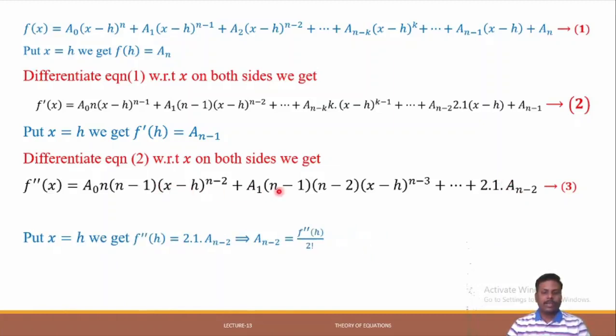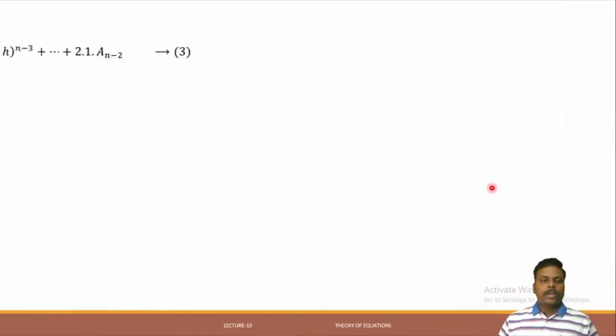All these terms become 0 except this term. So what is this term? 2 into 1 into a_{n-2}. So f''(h) is equal to 2 into 1 into a_{n-2}, which implies a_{n-2} is equal to f''(h) divided by 2 factorial. In this way, we can find all the coefficients a_0, a_1 and so on up to a_{n-3}. Let us do that.